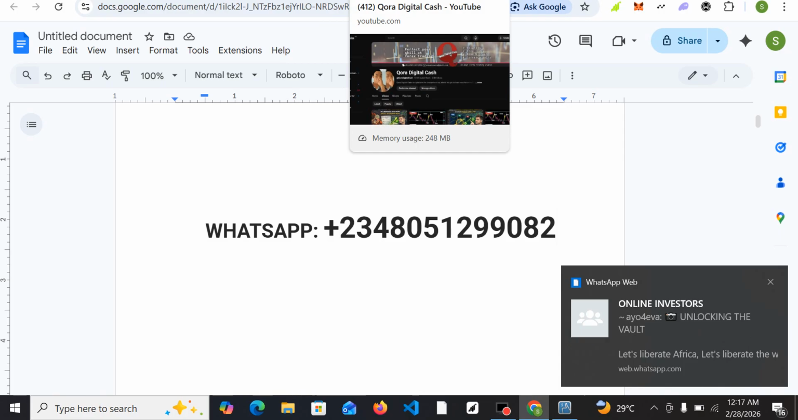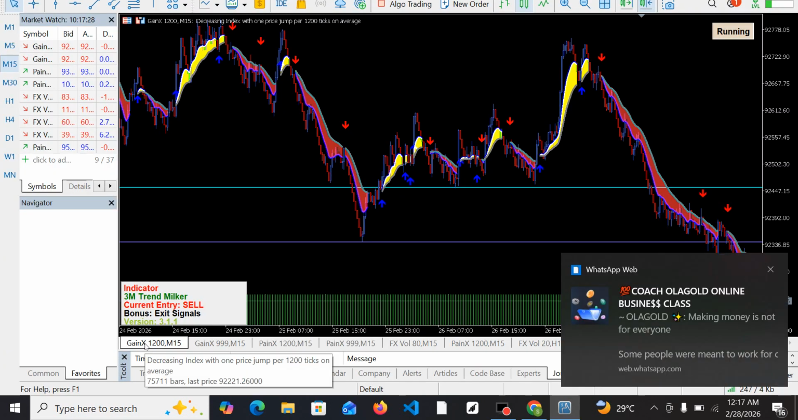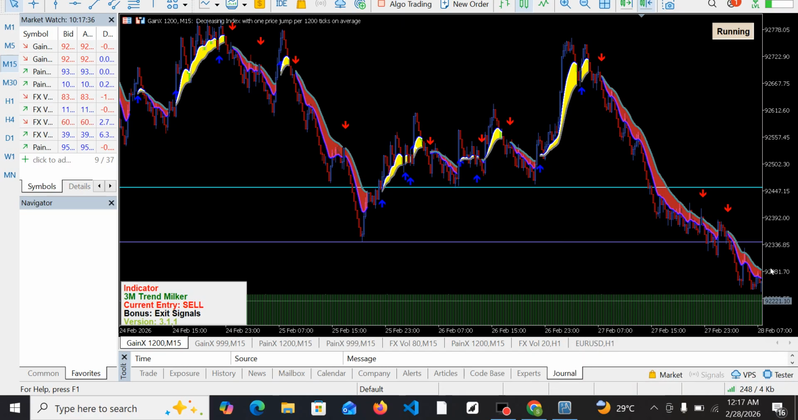Now let's go straight into what we have right here. So I will start with Gain Next 1200, and show you how you can use the 3M trend milker indicator on higher time frame.